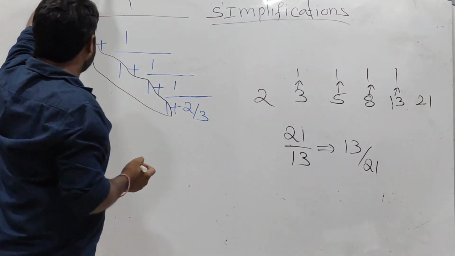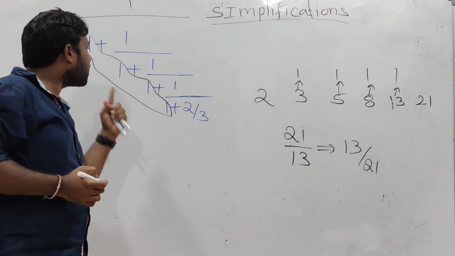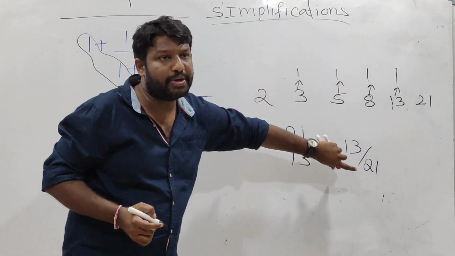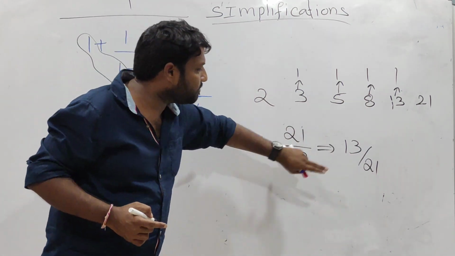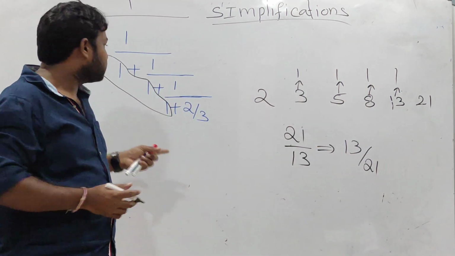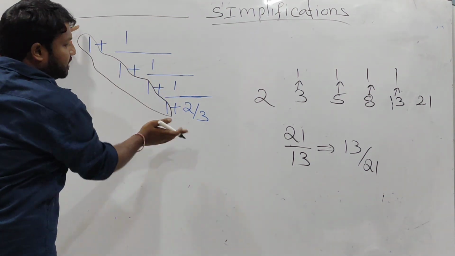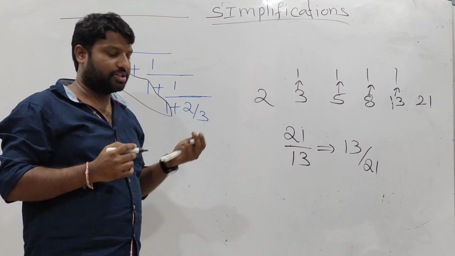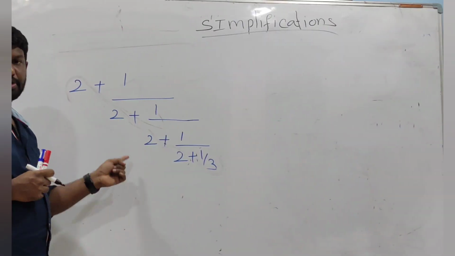If 1 is here and 1 by something is here, overall this value is 21 by 13. If 1 by this value is there, you have to invert it: 21 by 13 will become 13 by 21. Okay? So if this is not there, up to here, then the answer is 21 by 13. Okay? I will take one more example. Next I have taken one more problem.